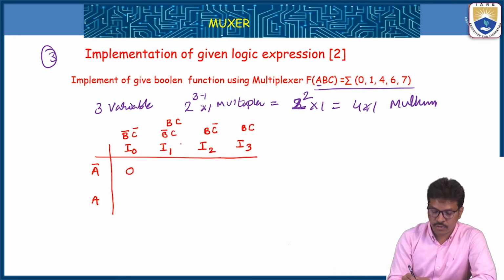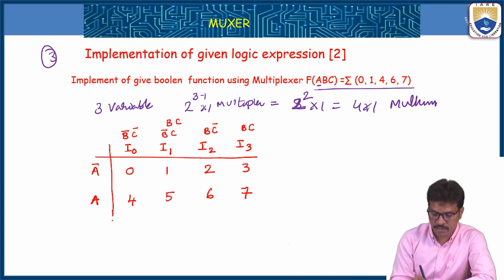And 0, B bar, C bar, 0, 0, 1 means 1. 0, 0, 1, 0 means 2. 0, 1, 1 means 3. A uncomplemented means 1. B bar, C bar means 1, 0, 0 means 4. 1, 0, 1, A, B bar, C is 5, 4, 5, 6, 7.